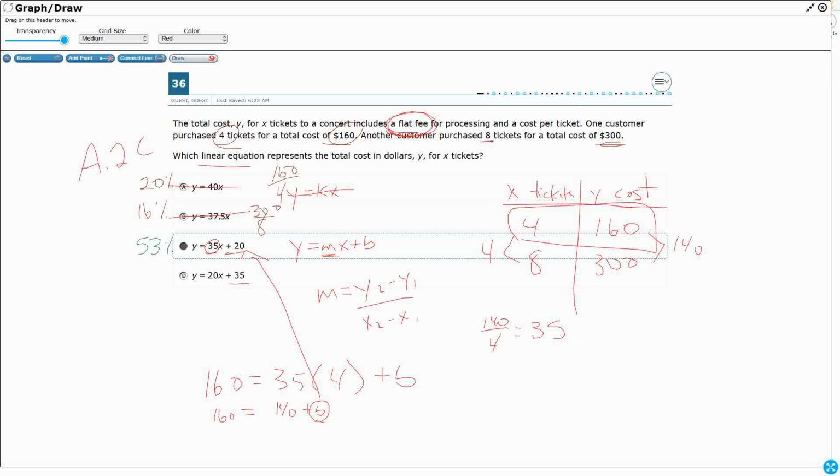And then we had 11% choose D. You notice we've got the right values, 20 and 35. They just switched the slope and the y-intercept. So this was kind of right in the middle, tied for the 24th hardest item on the test. This is just a matter of recognizing that when we have a flat fee, that means we are going to have a y-intercept. We're going to have a constant outside of that variable.